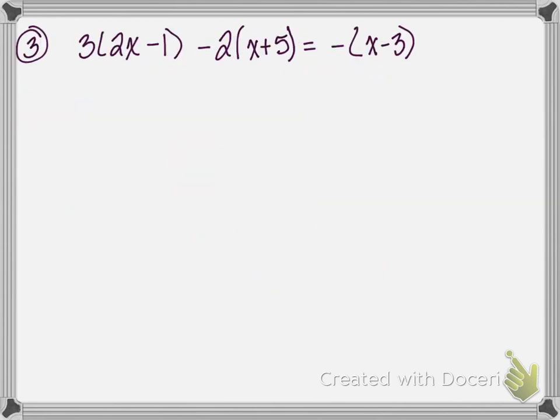Now we are moving into equations. So we are going to solve this equation for x. First thing I do is I'm going to distribute my 3. 3 times 2x is 6x. 3 times -1 is -3. Now I'm going to distribute my -2. So I have -2x minus 10, because remember, I have to distribute that negative to both. And students sometimes forget that.